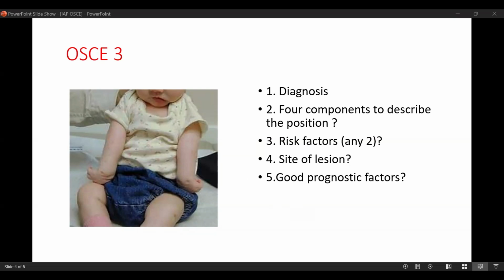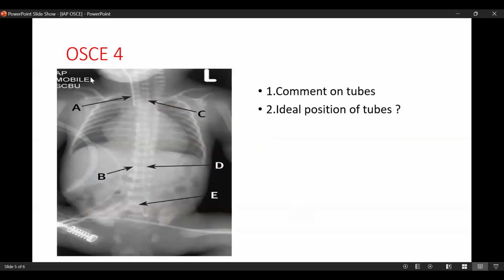Okay. So coming to the next OSCE, you have to comment on this X-ray, comment on these tubes and their ideal positions. So what is the ideal position for an ET tube? Yes, it is T2 to T4. Ideal position of ET tube should be at T2 to T4.